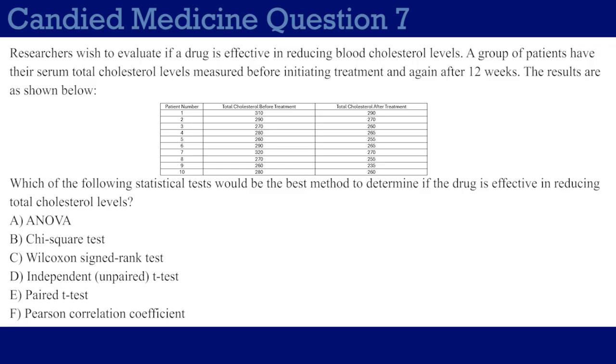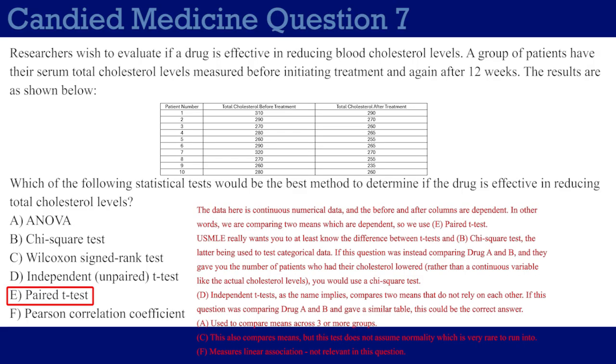And we can also identify that the data here is paired because they measure within the same patient before and after a treatment. In other words, the data points in the before and after are dependent. And with those in mind, it's pretty straightforward. You would pick paired t-test, choice E for this one.